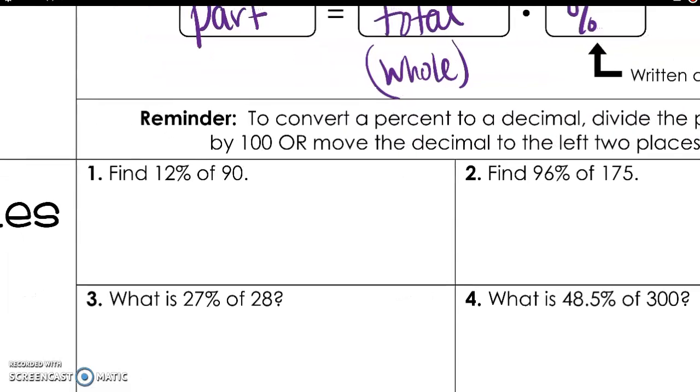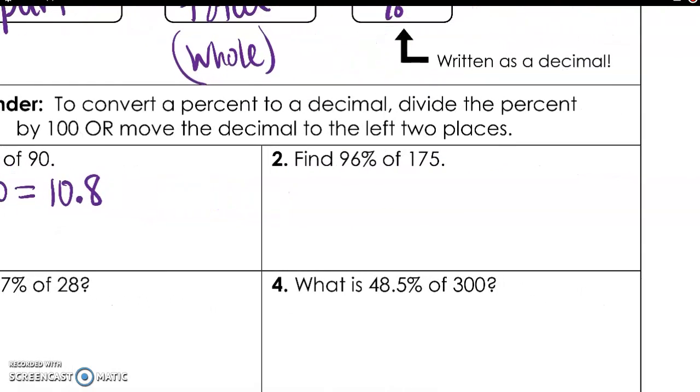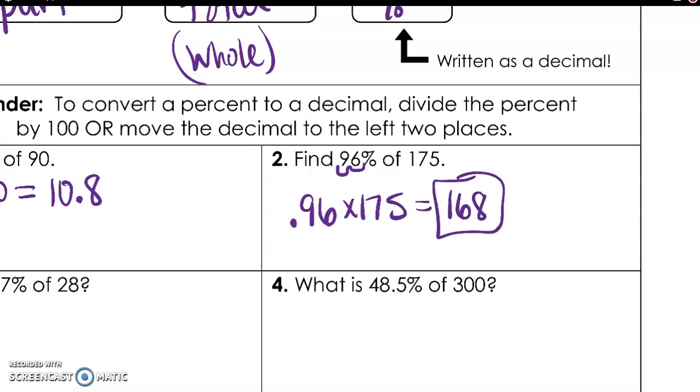So of is your total. So you're going to do 12%, 0.12 of is times 90. So percent times your total gives you 10.8 for number 1. Number 2, 96% is 0.96 of, multiply, your total is 175, and you get 168.